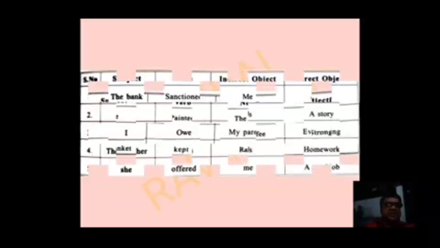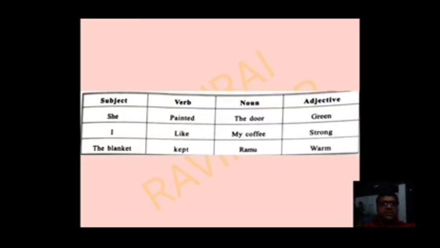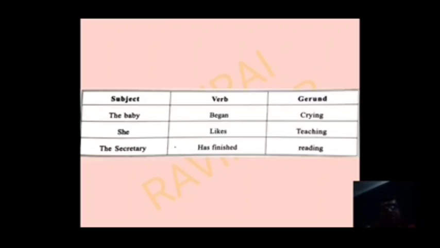Subject, verb, noun and adjective. She painted the door green. I like my coffee strong. The blanket kept Ramu warm.